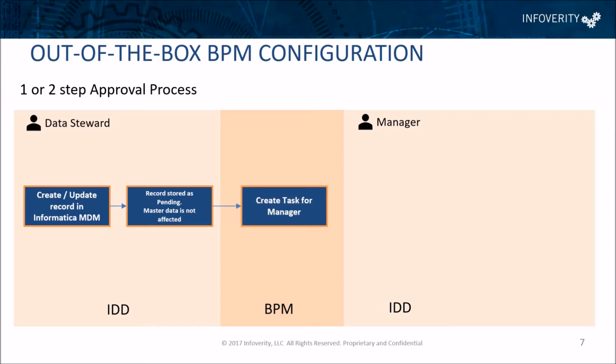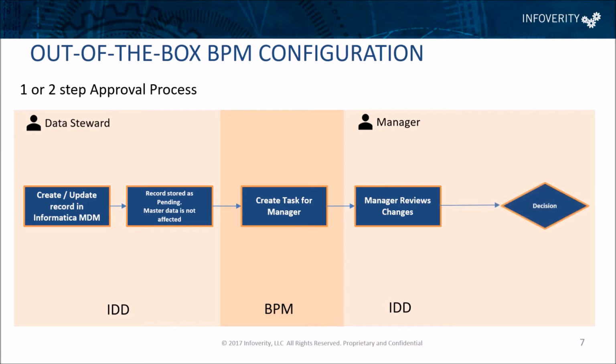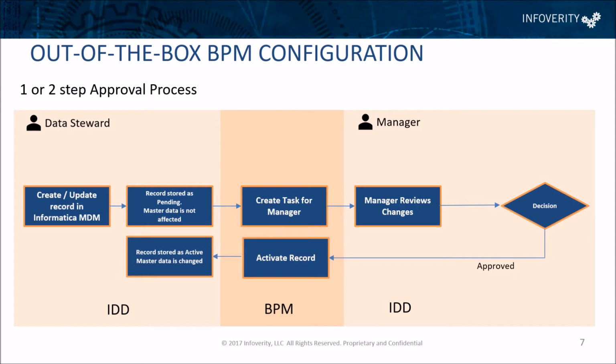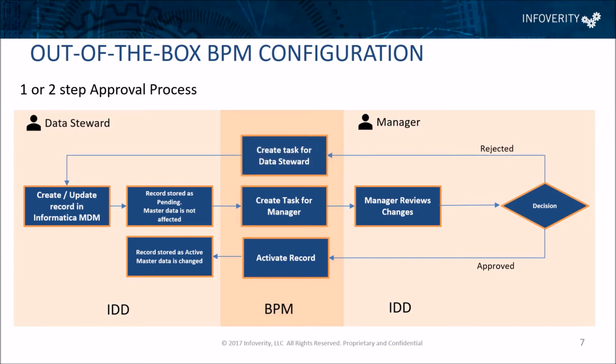When the assigned user opens the task, he could review changes made, adjust them, and decide if the record can be approved. Only if approval is received, BPM requests activation from the server, and after that the changes are available in the master catalog and to all downstream systems. The manager can also reject an unsatisfactory record. In this case, a corresponding task in BPM will be created for the data steward to review.